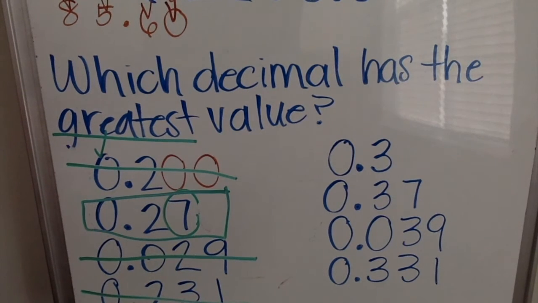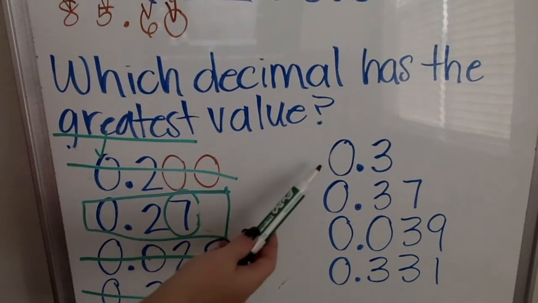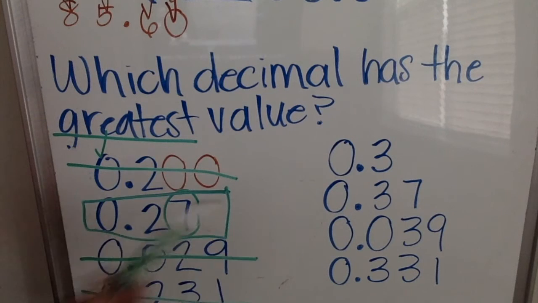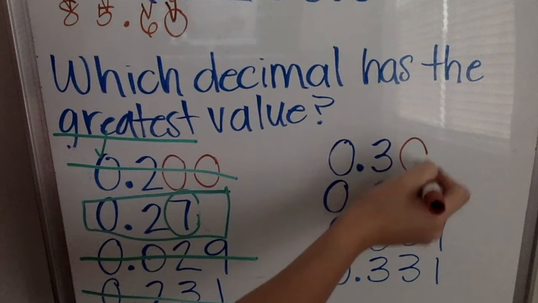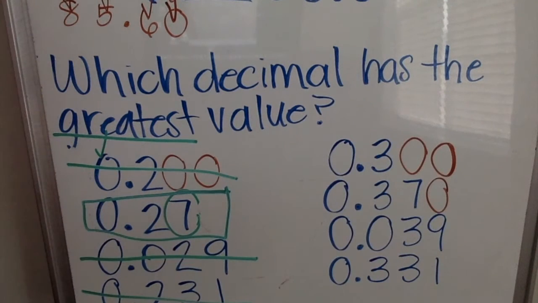So my next set of data over here, I have 0 and 3 tenths, 0 and 37 hundredths, 0 and 39 thousandths, 0 and 331 thousandths. So again, I'm going to line everything up, add my placeholders in there, and then I can start to compare. In the ones place, I have all zeros, so I can give them a check.